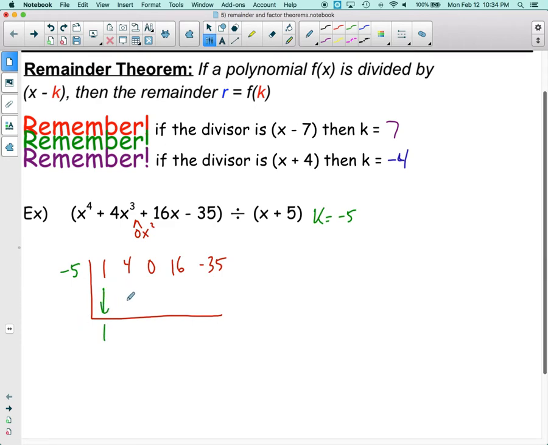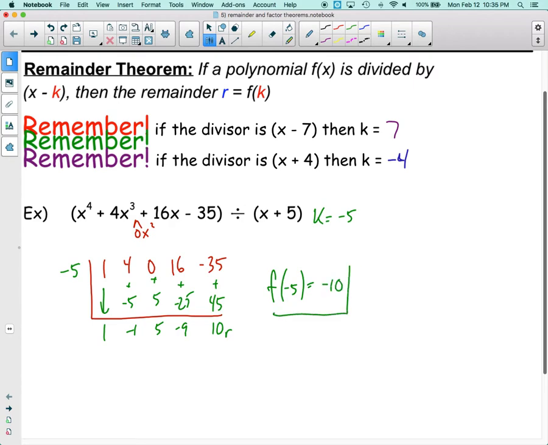So I'm going through that math real quick. Bring down the 1, multiply, add, multiply, add, multiply, add, multiply, and add. So we get a remainder of 10. So what the remainder theorem says is that this value is equal to f of negative 5.